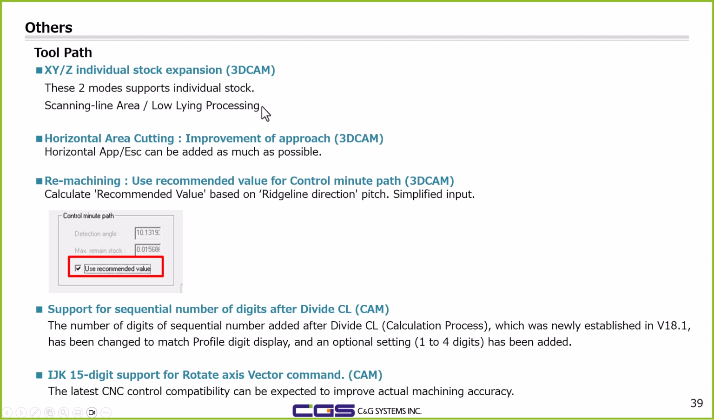Individual stock for X, Y, and Z has been expanded to scanning line area and low line processing. The approach for horizontal area cutting has been improved so it can be added as much as possible, as opposed to doing the 3D arc. Calculated recommended value has been added to remachining.